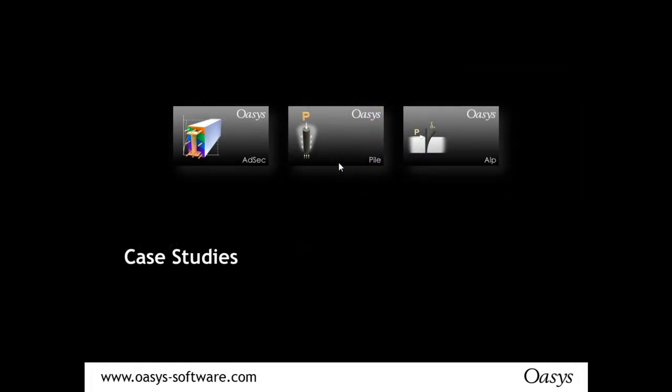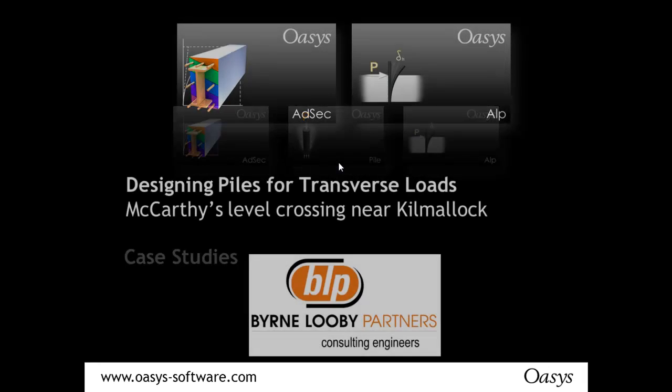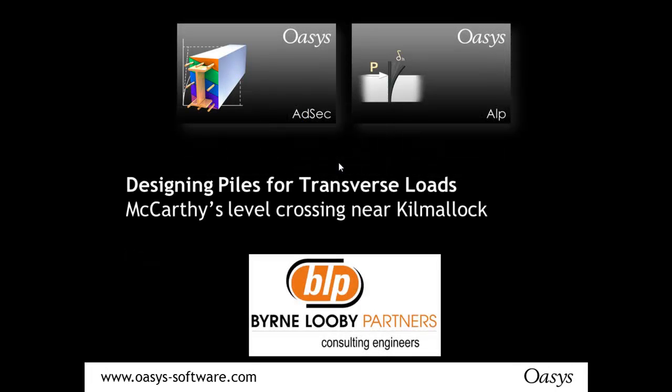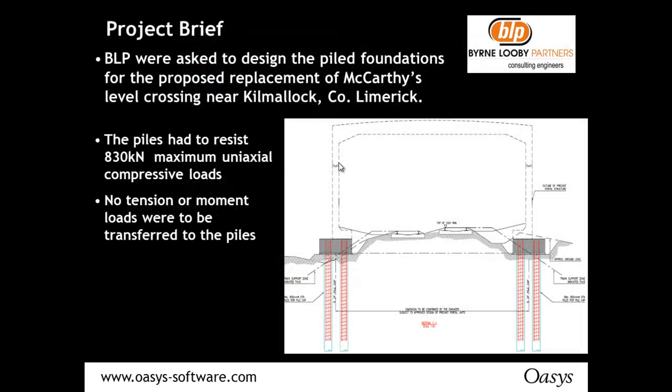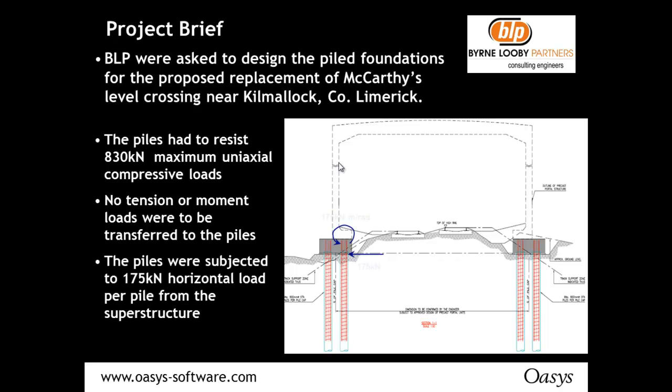So I'm just going to show you how different designers have used these programs in conjunction to design a pile. And I'll start off with a problem given to us by Burn Luby Partners. So this is particularly designed for a level crossing in Kilmarnock. And the piles had to resist 830 kilonewton uniaxial compressive load. But there was also a transverse horizontal load on the pile of 170 kilonewtons and rotation as well.